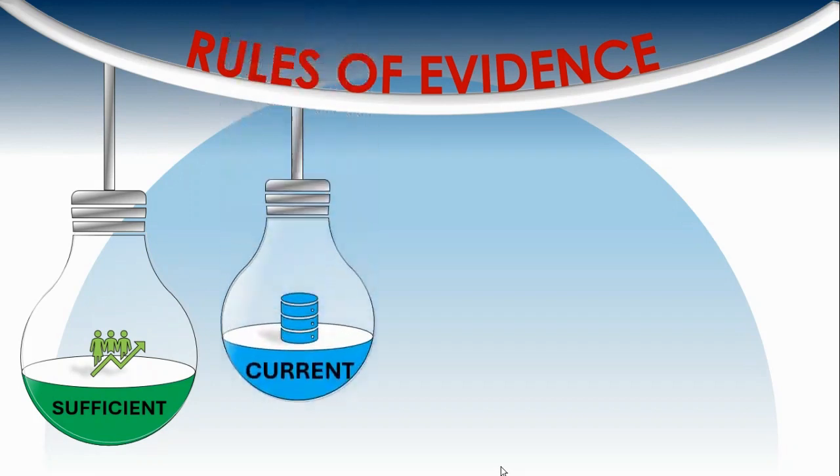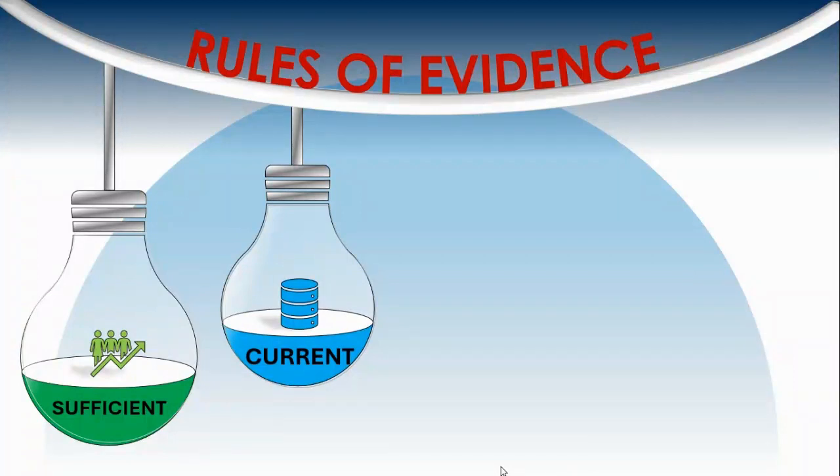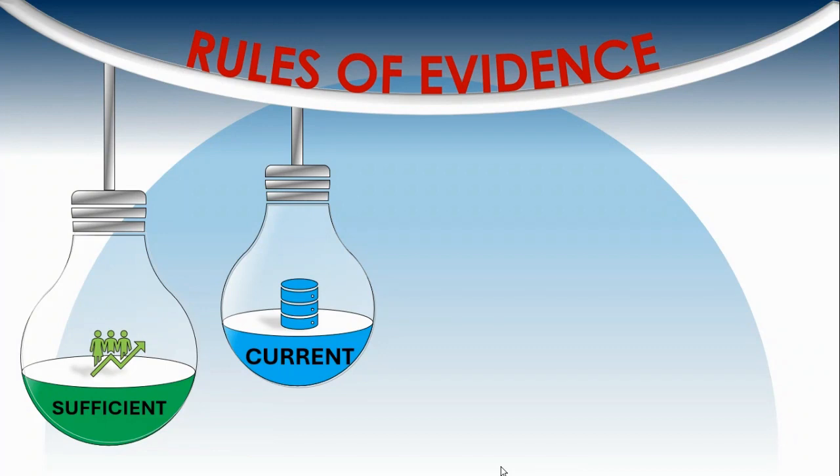Number two is the evidence needs to be current. And what do we mean by current here? We are saying that the evidence that you collect needs to demonstrate the candidate's recent knowledge and skill. So it's very important you look at that point, that the evidence portrays recent knowledge and skills. So therefore your evidence needs to be current.